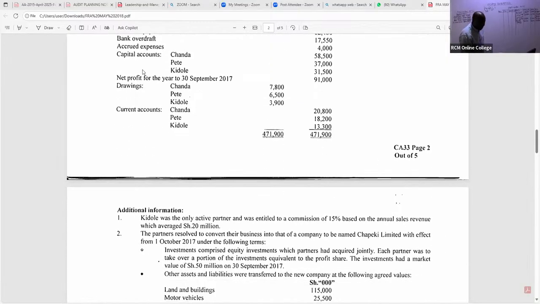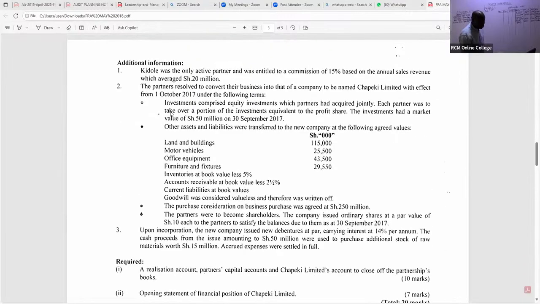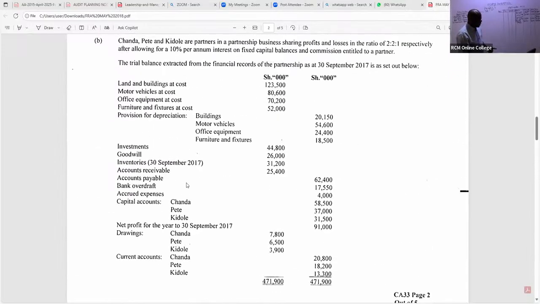So ukiendelea hapo mbele, wanakuja na kuambia pia kulikuwa na inventory. So ukiangalia inventory, they're trying to tell you something that can confuse you. Book value, don't go for that. Once you establish from this note that inventories were taken over by the new company formed from this partnership, you go back to the net book value. So for inventory, is there somebody who is able to see the inventory figure? The inventory figure, of course, we take it the way it is because there is no depreciation for inventory.